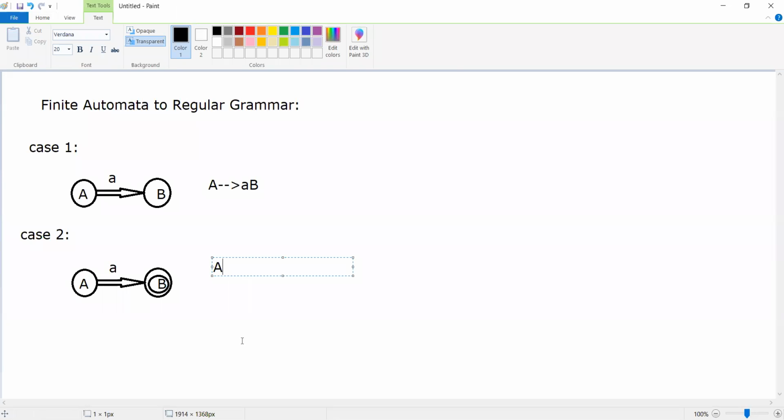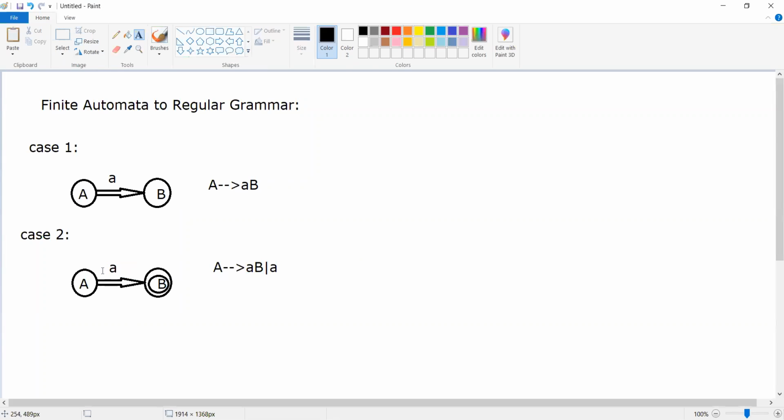Please observe, whenever some state is a final state, first we need to write the grammar productions by considering that the state is not a final state. Now, what I am doing here is considering B is not a final state, and by considering that, I have written a production small a capital B. And then in the second scenario, we are going to consider that B is a final state. As B is a final state, we are going to specify only the terminal symbol.